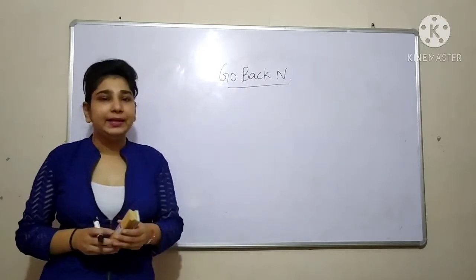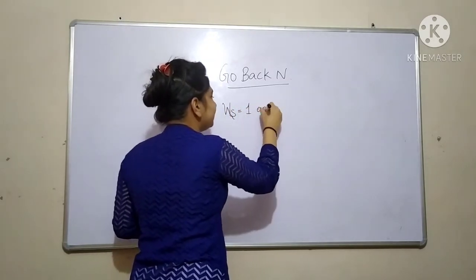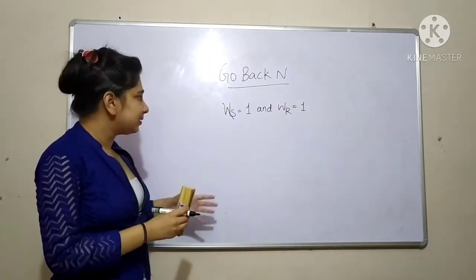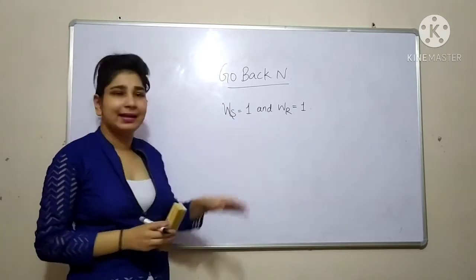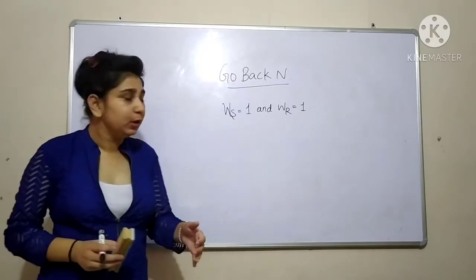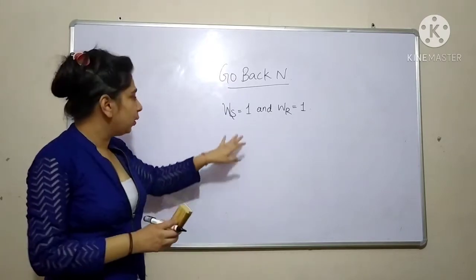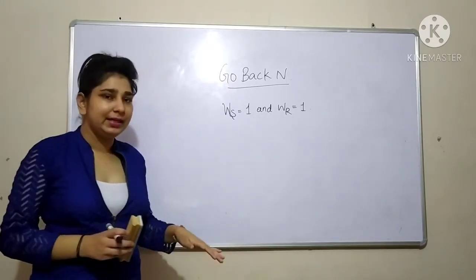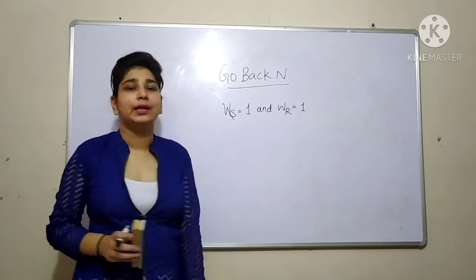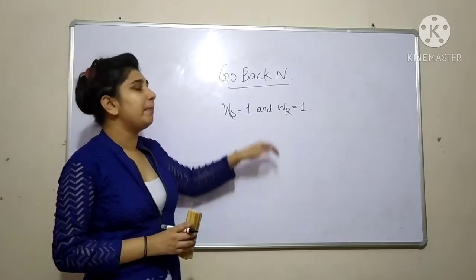In stop and wait, the sender window size was 1 and the receiver window size was 1. In one cycle, the sender could send only one packet at a time and the receiver could receive only one packet in a cycle. So stop and wait is actually 1 to 1. Only one packet is transmitted in one cycle and only one packet is received by the receiver in one cycle. So the efficiency was very poor in stop and wait.